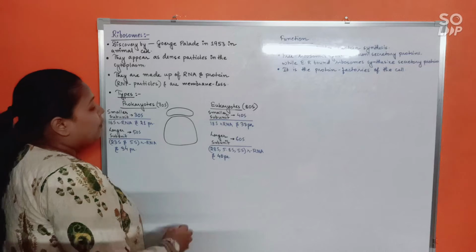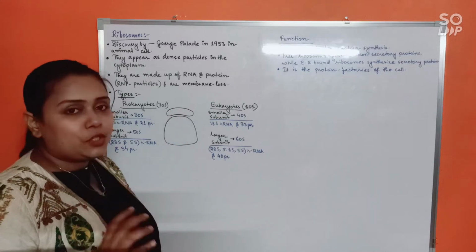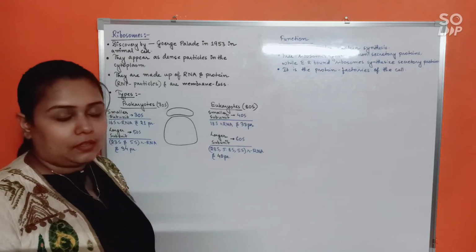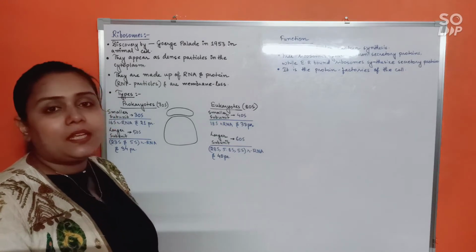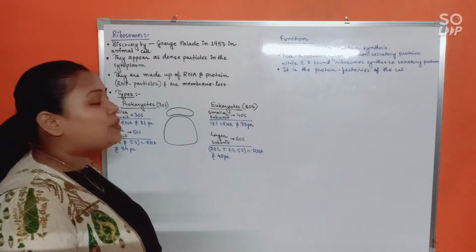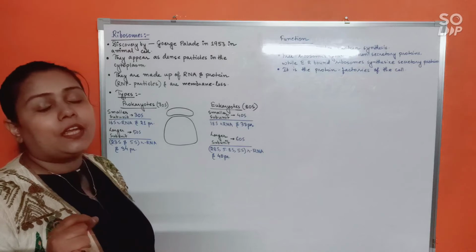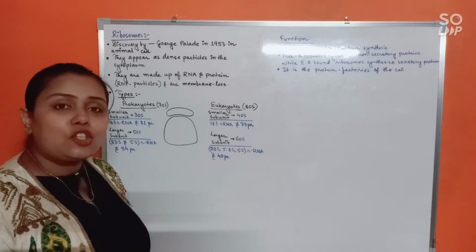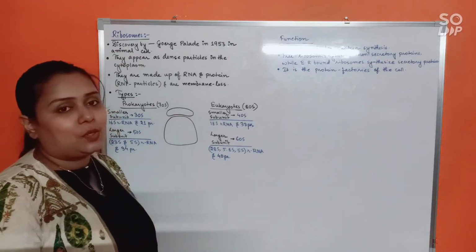Now, the larger and smaller subunits remain together only during protein synthesis. When the ribosomes are not participating in protein synthesis, the two subunits dissociate. Also, a specific ion concentration of magnesium is very essential for the two ribosomal subunits to get together.